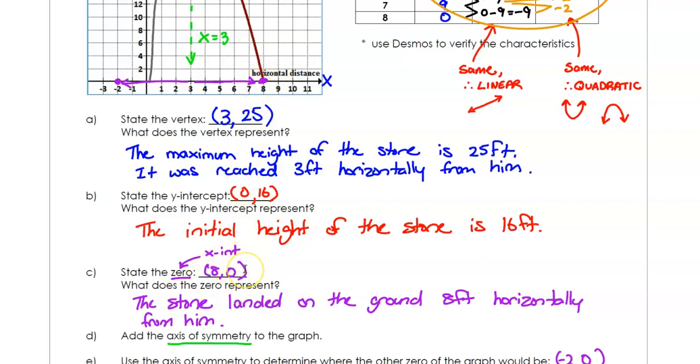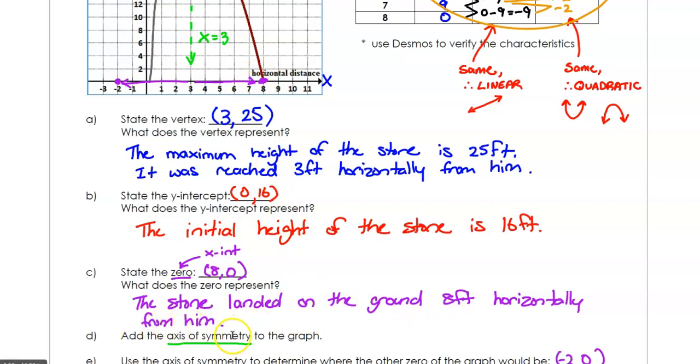That is the coordinate. Now what they're going to ask you is a question, but they want you to reference the situation, the scenario. What does the 0 represent in this scenario? So it actually means that that's when the stone landed on the ground. That's all you have to say. So you can say that it landed 8 feet horizontally from him, but basically we're talking about the on the ground portion.